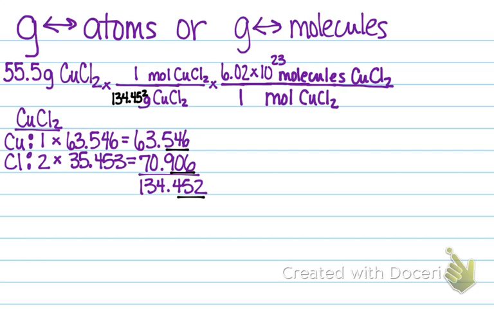Alright, so now we're just ready to do the math. You're going to take your 55.5 in your calculator, multiply it by 6.02 times 10 to the 23rd. Then you're going to divide it by 134.452. I get a calculator answer of 2.4849 and some more digits, times 10 to the 23rd.